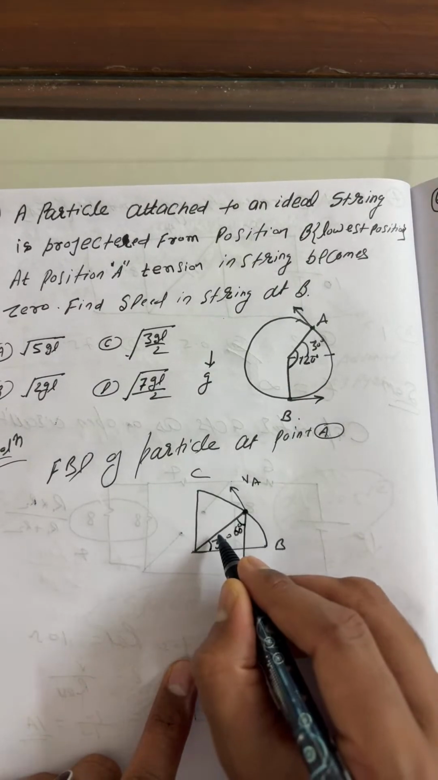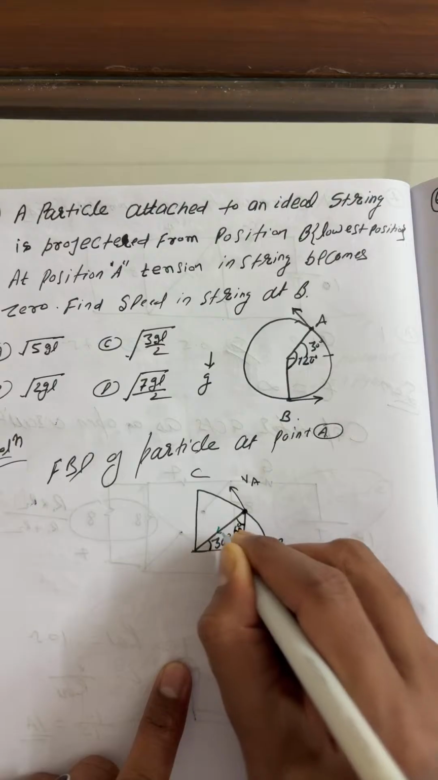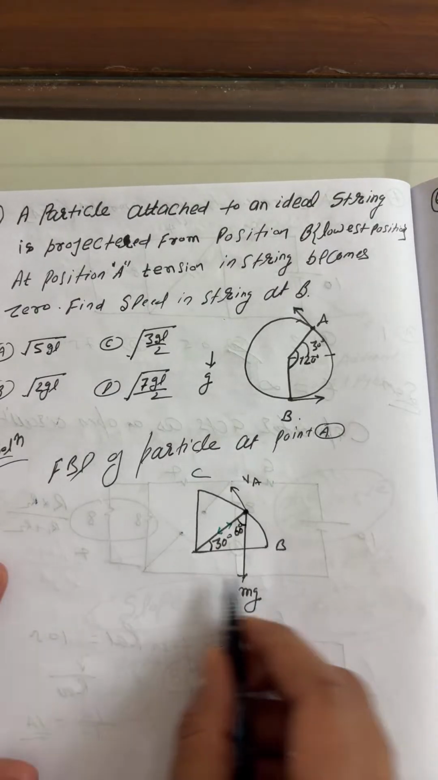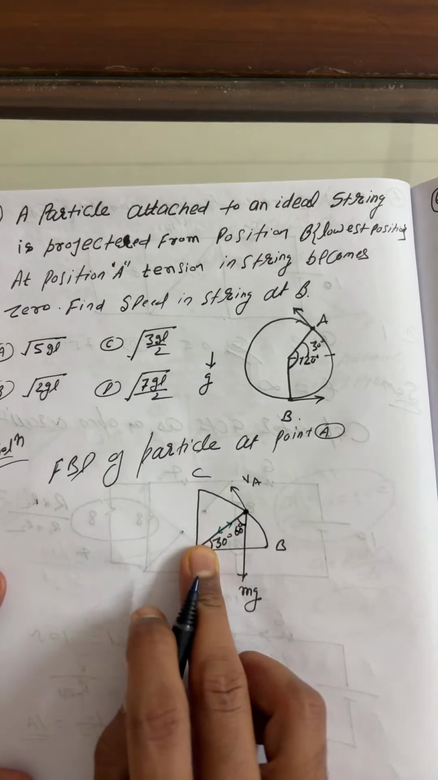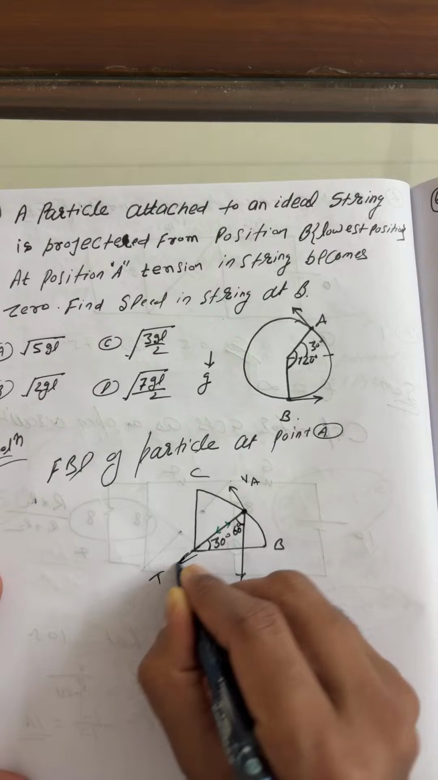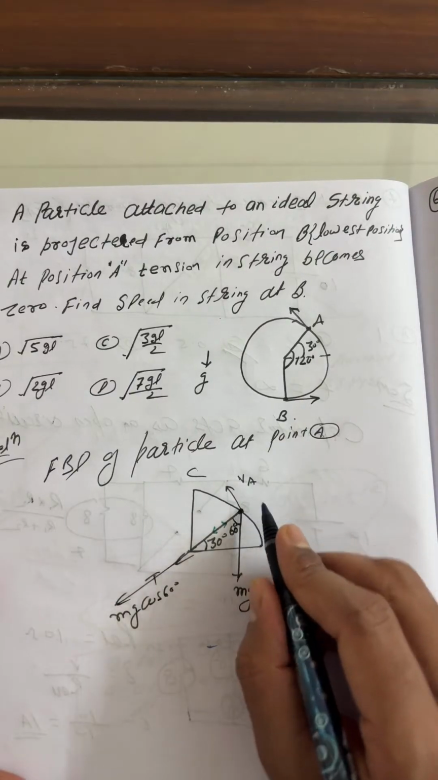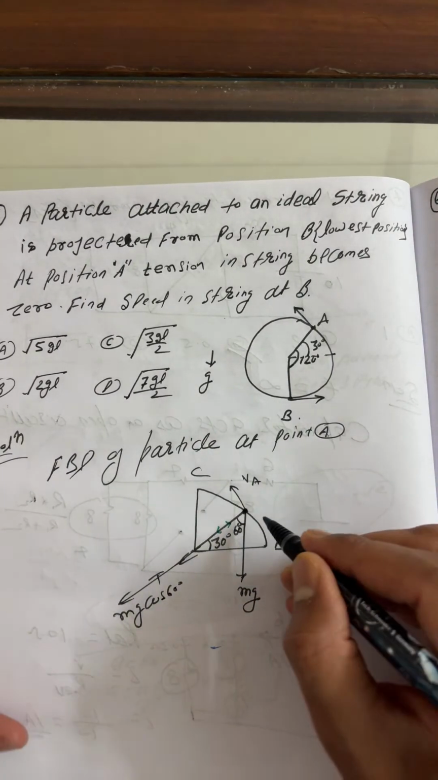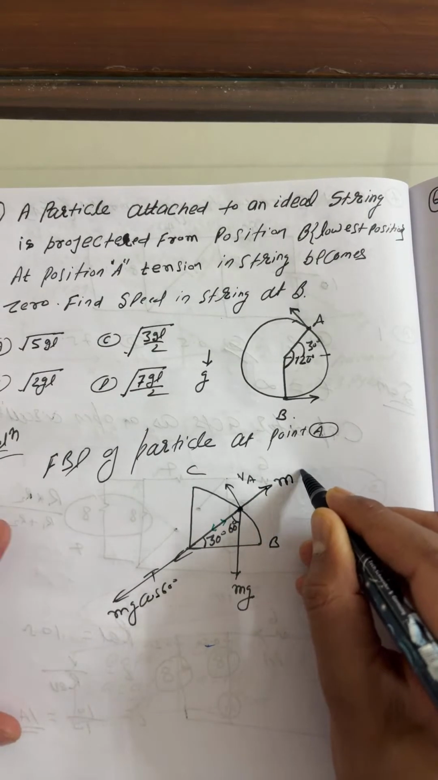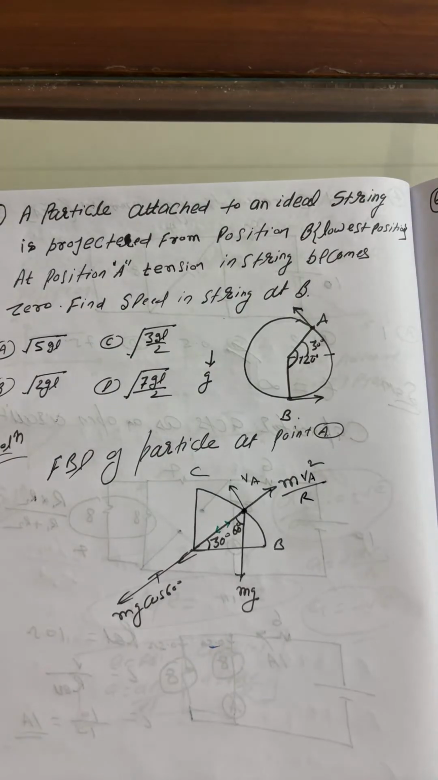Now mg and tension. Tension always acts along the string, so you can take components. Tension also acts in this direction, and this is mg cos 60. If any particle is moving on a circular path, then what can you say? Centrifugal force always acts away from the center, which equals m into VA square by R. Simple, MV square by R.